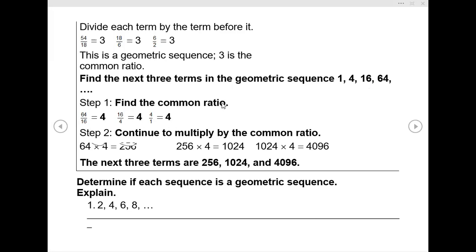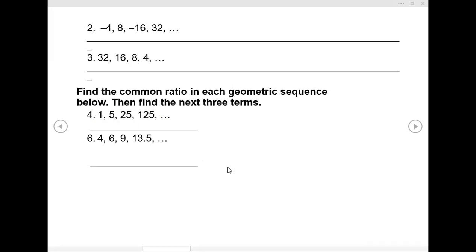This was only the first step: find the common ratio. Second step, continue to multiply by the common ratio. We stop at 64. We will multiply by the common ratio, which was 4. So it will be 64 times 4, which is 256. Then 256 times 4 is 1024, and then 1024 times 4 is 4096. So the next 3 terms are 256, 1024, and 4096.